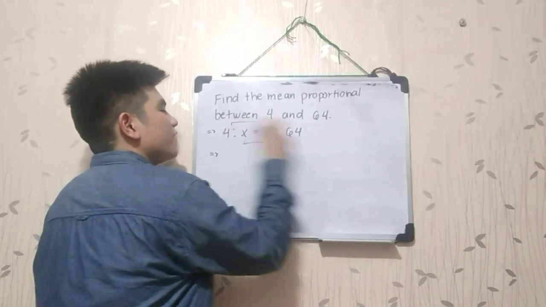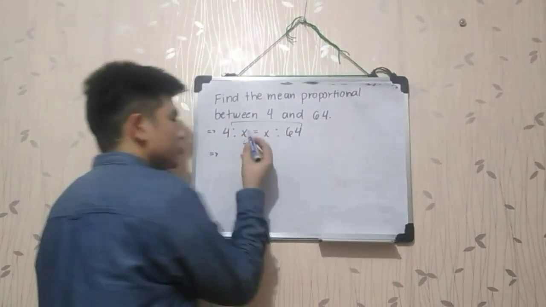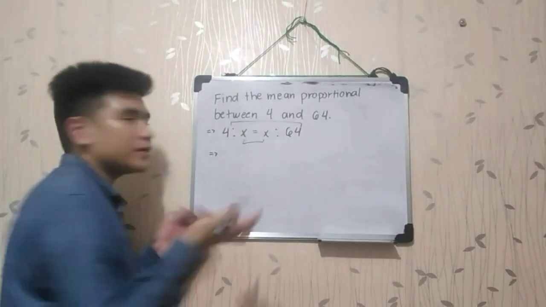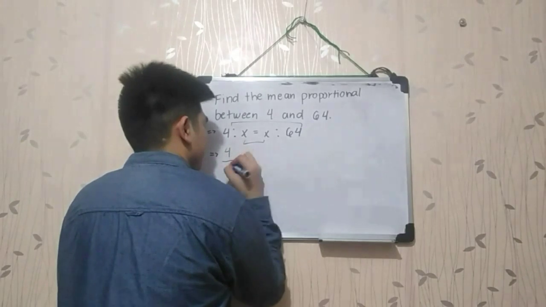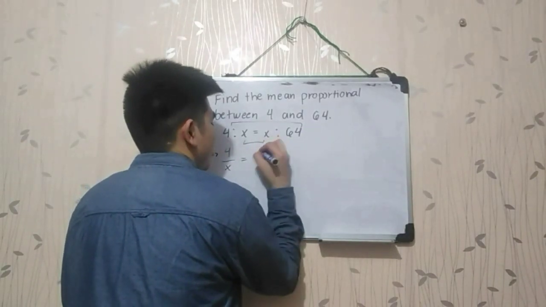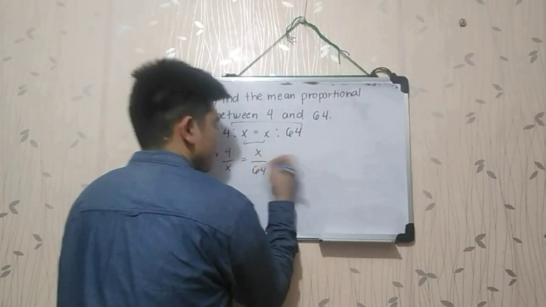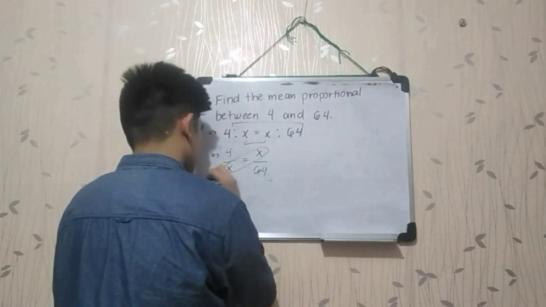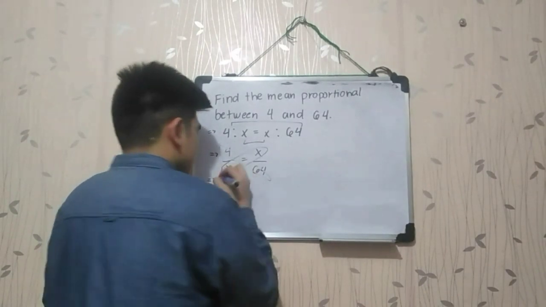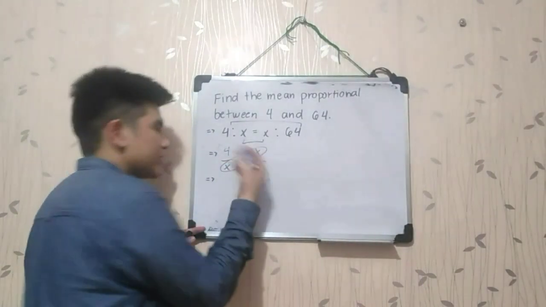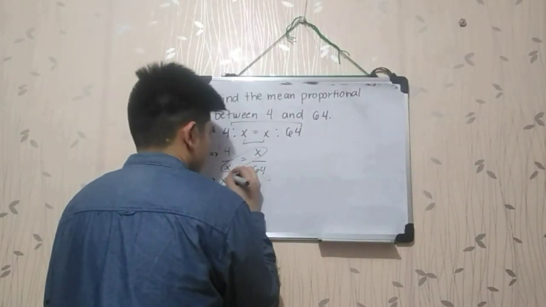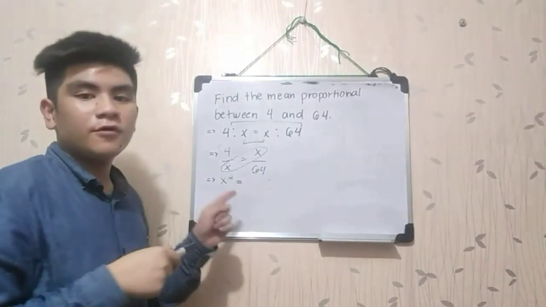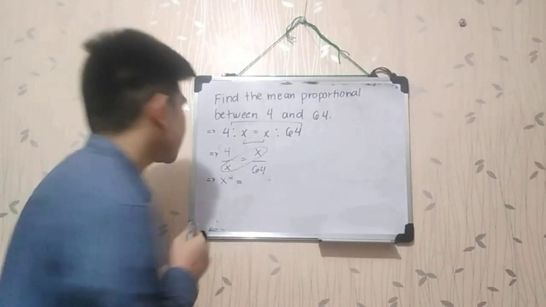Now, what we have to do is to multiply the means and extremes. Well, you can also write it like 4 over x is equal to x over 64. That would be x times x, which is x squared, is equal to 4 times 64, which is 256.